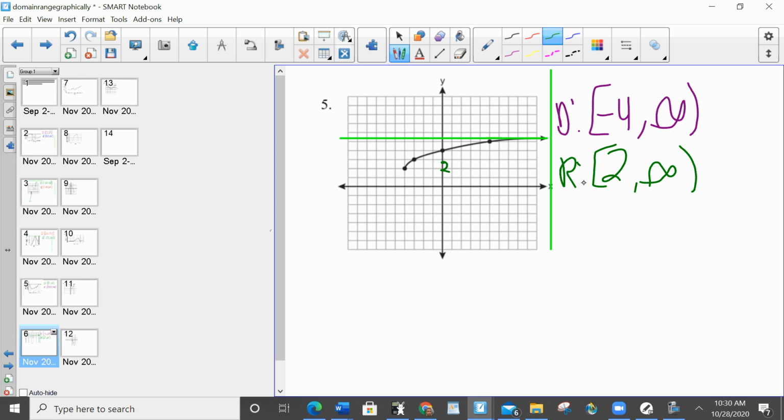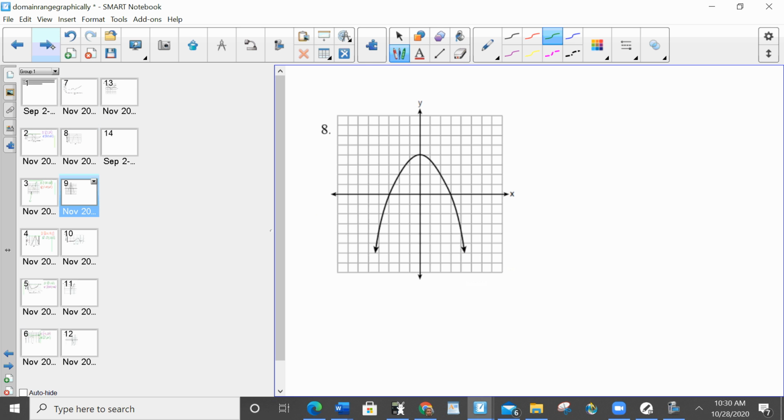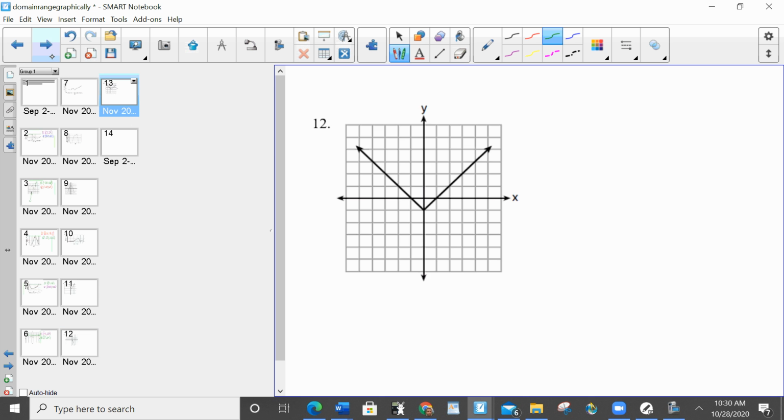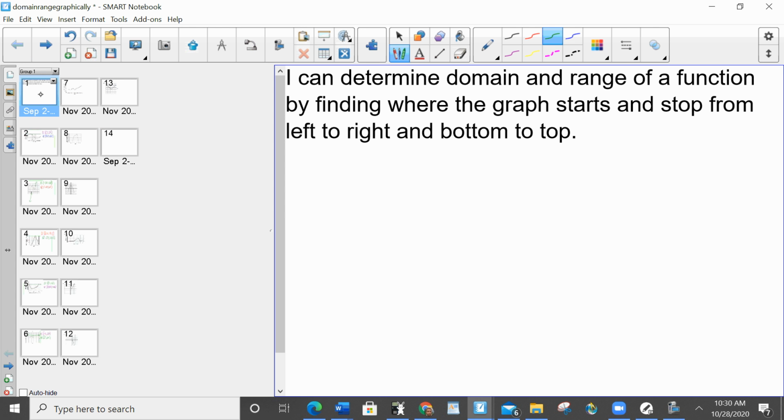And that's it. It's going to take you some practice from here, but they're all pretty much the same. You're just finding your domain and your range for each. And that's it. Your classwork/homework is to finish this worksheet. And again, I can determine the domain and range of a function by finding where the graph starts and stops, from left to right for domain, and from bottom to top for range.